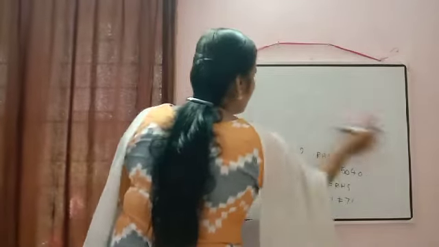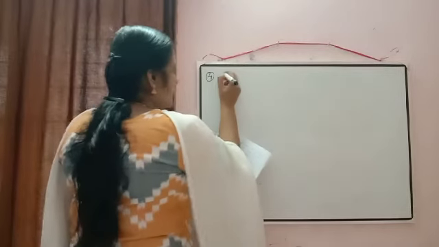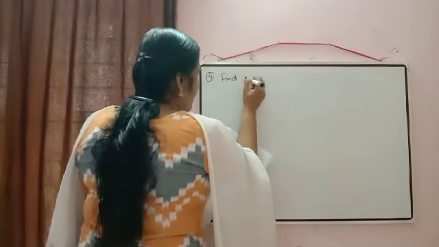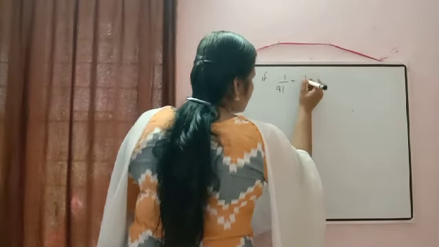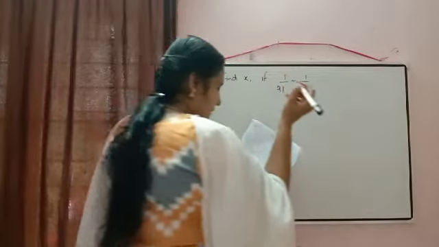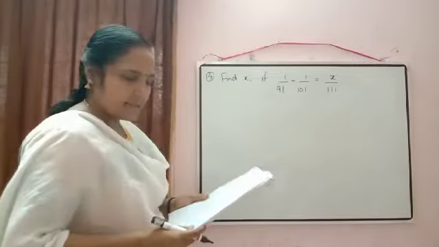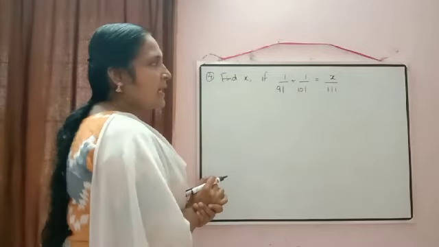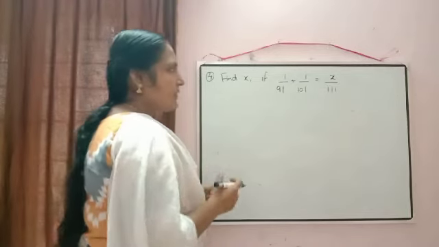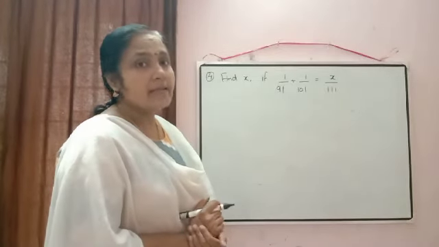Question number 4. Just write down the question. Question number 4 is: find x if 1 by 9 factorial plus 1 by 10 factorial is equal to x by 11 factorial. If you substitute the values of all, the calculation will be lengthy for you.